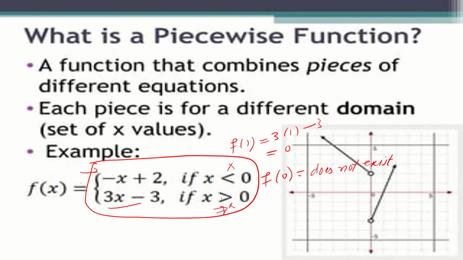Okay, so therefore we say f of 0 does not exist, right? If you want to find f of -2, so -2 is less than 0, therefore we would simply use this formula. So minus into -2 plus 2, that is equal to 4, and so on.